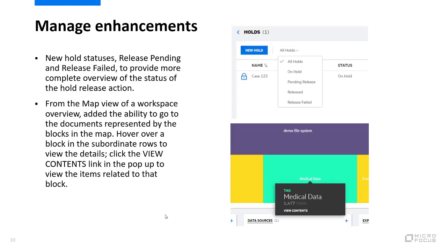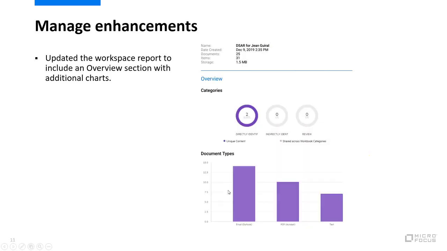Some more manage enhancements. We've got some more options in terms of managing the holds and the different statuses of the holds. And the map view. The map view is a view that we have on the workspaces. Before, you couldn't click through from this view to the contents, but now you can drill down through the map view, get to a particular section and view the contents directly from there.